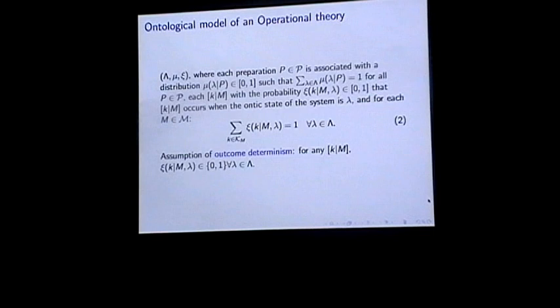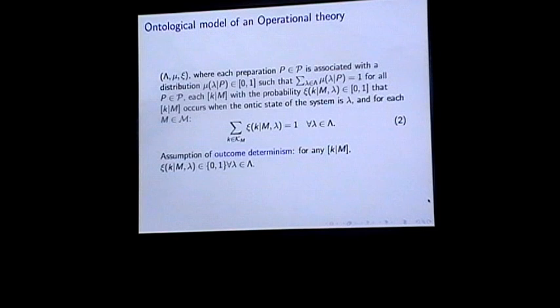And there is this notion of determinism. So this is what we want to get rid of. If you assume that all these response functions are completely deterministic, they only give you 0, 1 values, then you're assuming that your ontological model in some sense gives you a complete description of everything. It tells you what's going to happen, what's not going to happen. Then that's the assumption of outcome determinism.